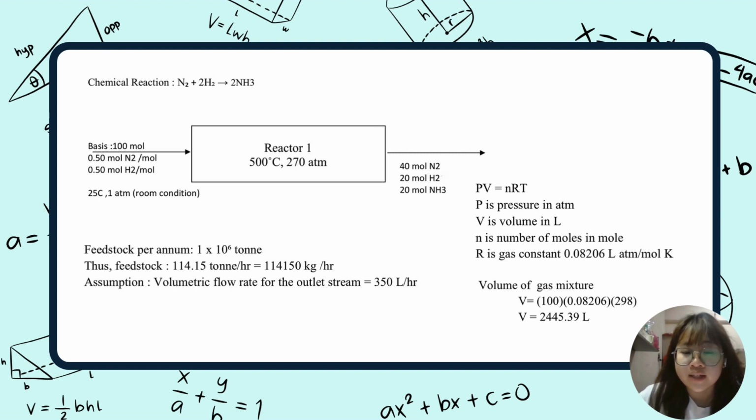So the answer obtained will be 114,150 kilogram per hour. In order to obtain the volume of the gas mixture, we use the ideal gas equation and substitute the given values, and we would get 2,445.39 liter.